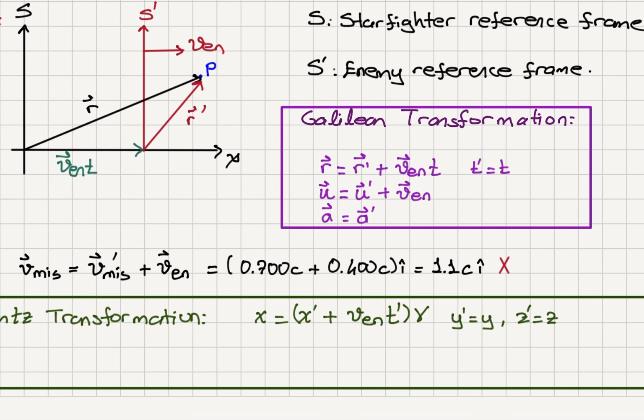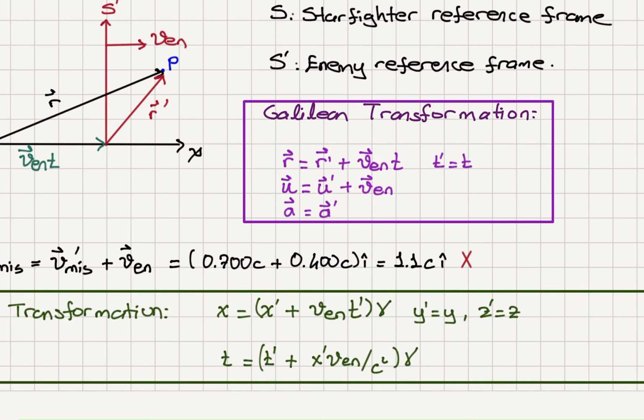Now, what is the time transformation? The time reported by the S reference frame is t prime plus x prime v divided by c square, multiplied by gamma, the relativistic correction factor.